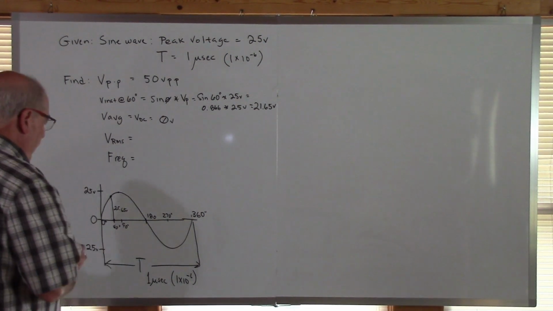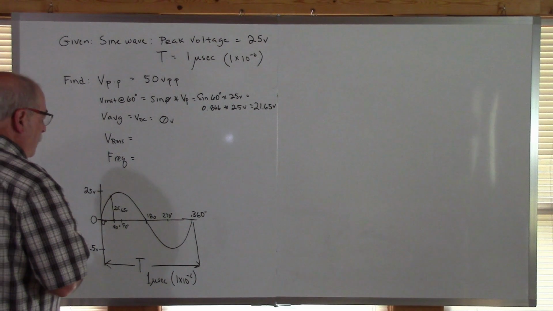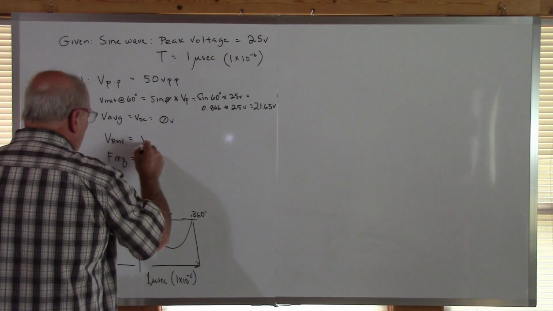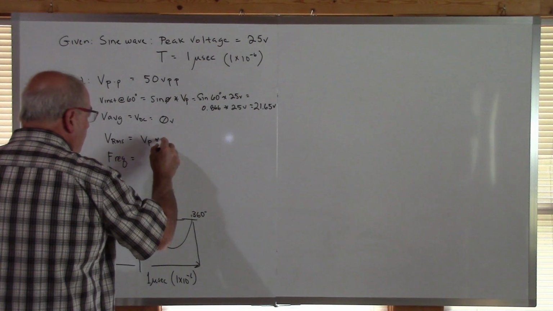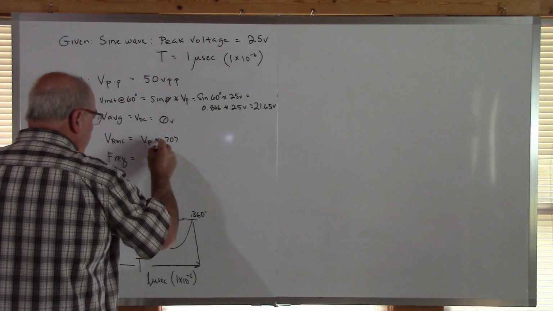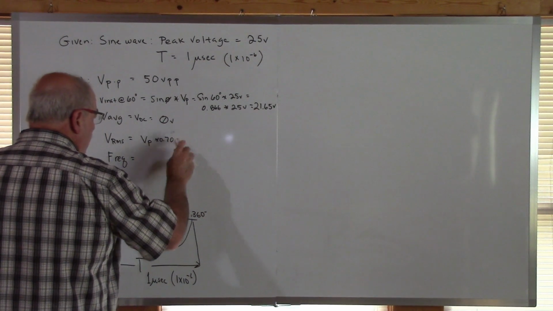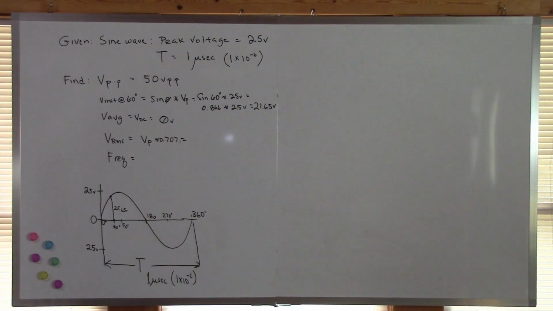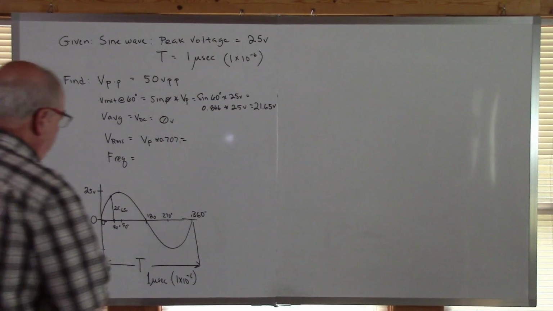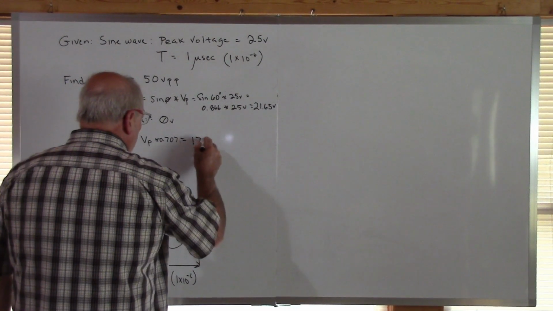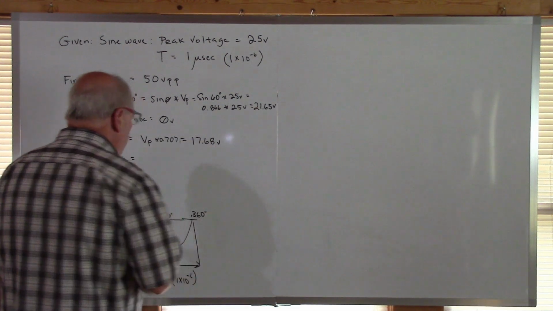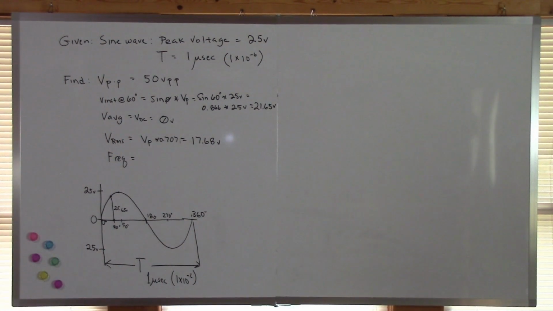How about RMS? We want to convert from peak to RMS. To do that, we take the V peak times 0.707. So that would be 25 times 0.707, which is approximately 17.68 volts. Make sure that's right. Okay, that's the RMS value, right?